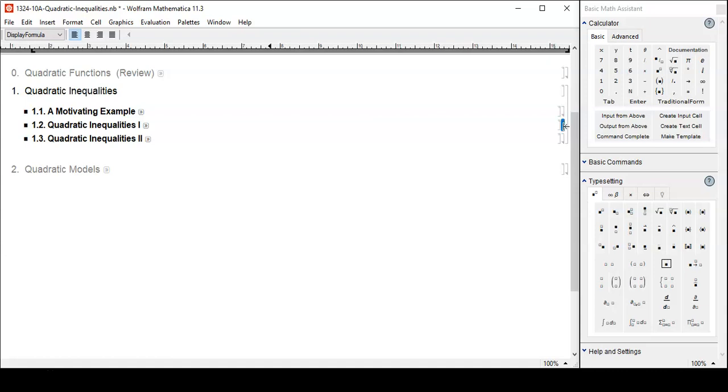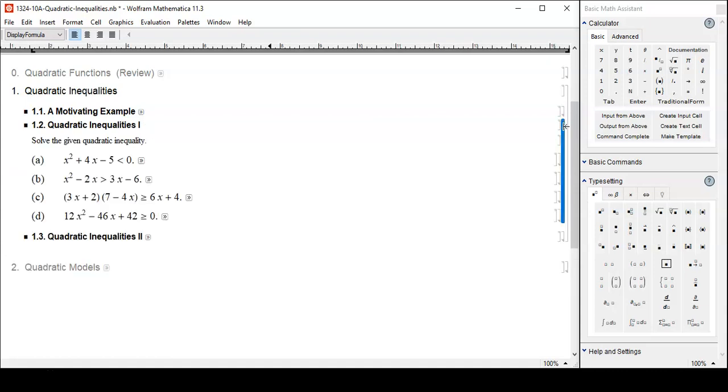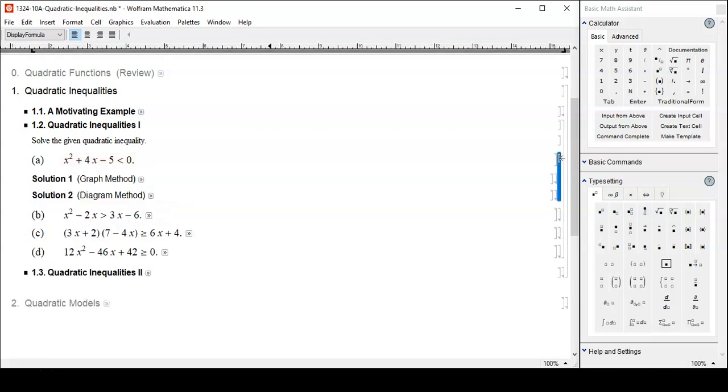So we're going to rely upon a graphical method. Did I say before that we're going to focus upon the synthesis of two different systems, graphical and algebraical? Let's use that. Let's go to the same problem. X squared plus 4x minus 5 is less than 0. And let's do it in graphical method.